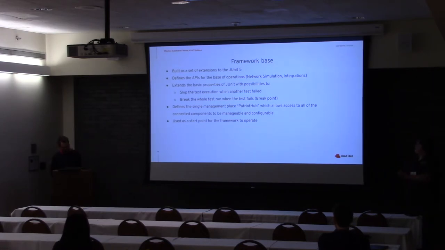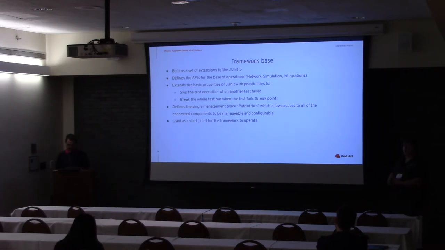So the base defines the APIs for interactions. So it defines the API for the network simulation in case you would need to extend it for your specific model or something like that. It extends the basic properties of JUnit, because JUnit itself is still a unit testing framework. So there are things like random orders, etc. But even the JUnit developers are extending it, so you can do some stuff with it, and we are doing some stuff with it as well. So we extended the properties to add some things like skipping the test execution when another test failed. For instance, you don't want to test your function for the division if it failed on a single scenario, right? But you have to think of it in a more complex way, in a bigger system. So that's why we added this.